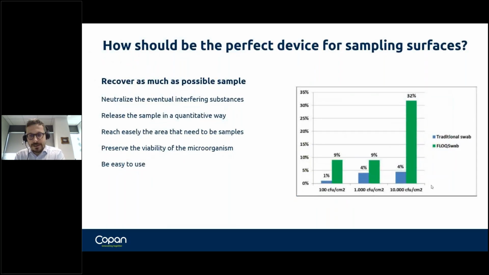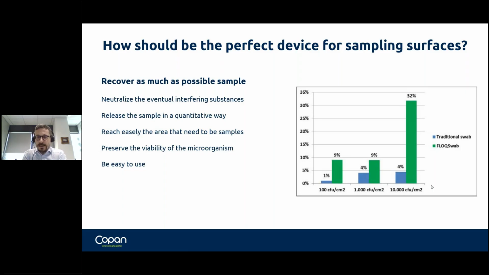So how does the SRK solution fit as the perfect device for sampling surfaces that we saw before at the beginning of the presentation? Should it recover as much sample as possible? Yes, it does. In this graph, taken from a paper published in the Italian Journal of Food Science, basically a comparison was done between traditional swab and flock swab in recovering E. coli from plastic and steel surfaces.